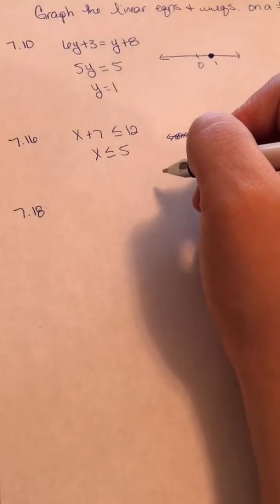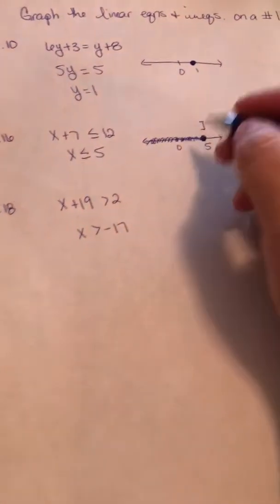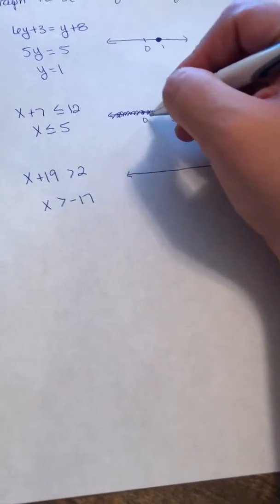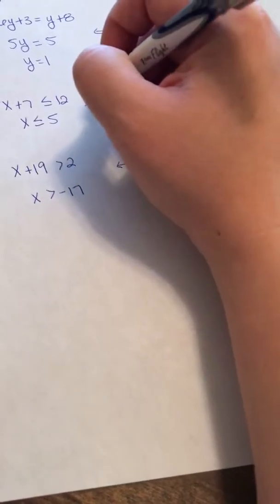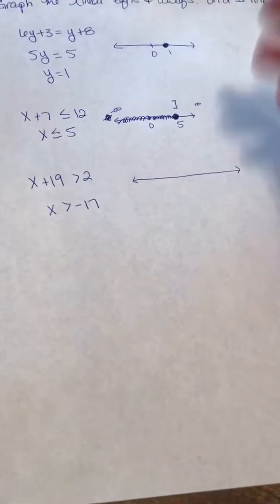For 7.18, we have x plus 19 is greater than 2. So solve this, subtract 19 on both sides, 2 minus 19 gives us negative 17, so we have x is greater than negative 17. So draw your number line. And this actually doesn't ask you to write this in interval notation. Some people choose to just because they like to. So you have negative infinity here and infinity here if you want to write it. It only asks you to graph.